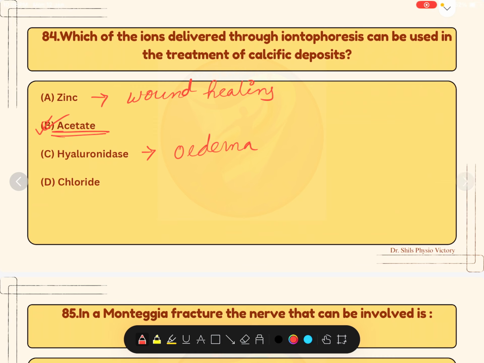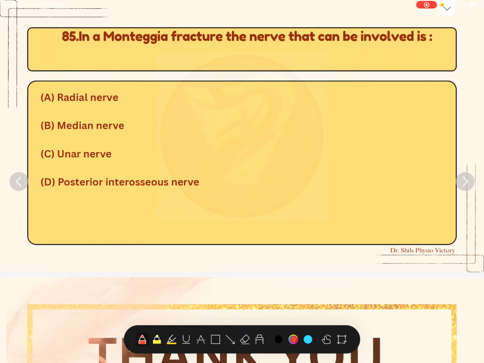Next, come to question number 85. In a Monteggia fracture, the nerve that can be involved is option A, radial nerve, option B, median nerve, option C, ulnar nerve, and option D, posterior interosseous nerve. Here the correct answer is option D, posterior interosseous nerve.